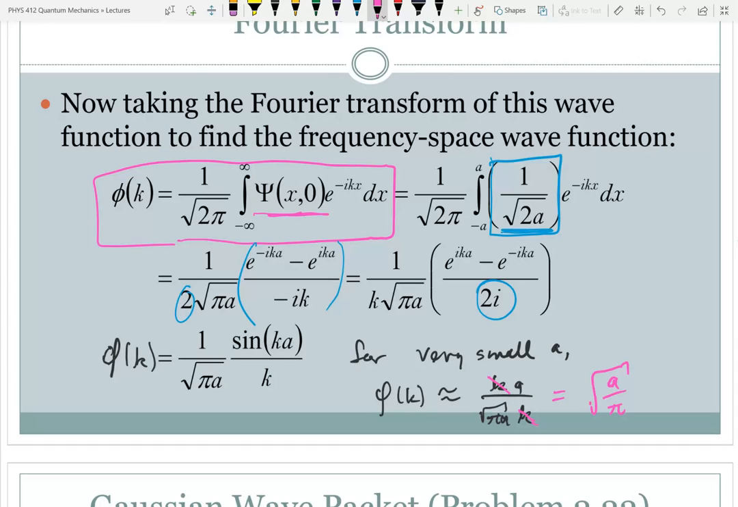Now, if you did the reverse of this, if you made the box super, super broad, then you would have no idea what the position is, but you would have just one k value. And so, it works in both directions.